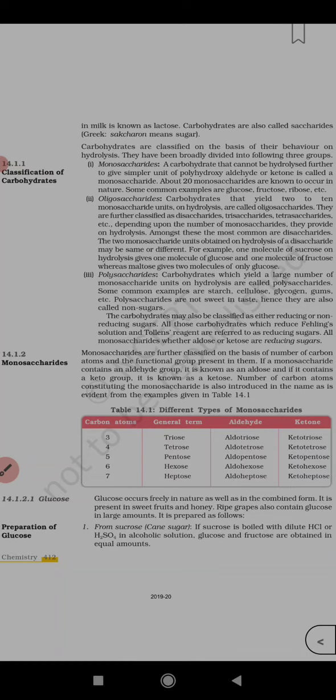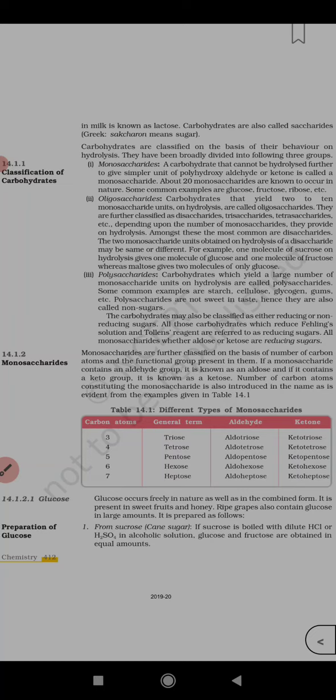Let's prepare glucose. So, preparation of glucose from sucrose, cane sugar. We have seen that glucose occurs in sweet fruits, honey, ripe grapes. Glucose can be obtained from sucrose. Sucrose is found in cane sugar, which is nothing but ganna, and also sucrose is found in our table sugar. If sucrose is boiled with dilute HCl or H2SO4 in alcoholic solution, glucose and fructose are obtained in equal amounts. So from sucrose you can prepare glucose.